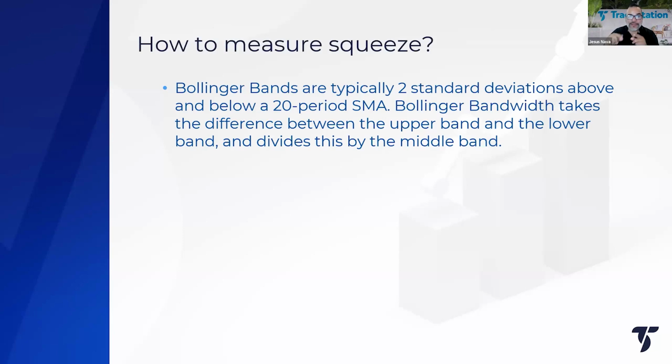And there's another variation of Bollinger inside of the TradeStation studies that we call the Bollinger Band width, which takes the difference between the upper band and the lower band and divides it by the middle band.